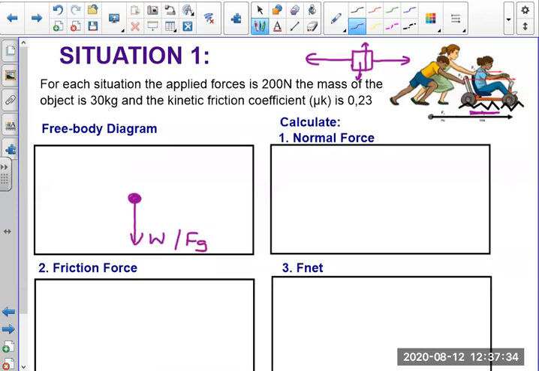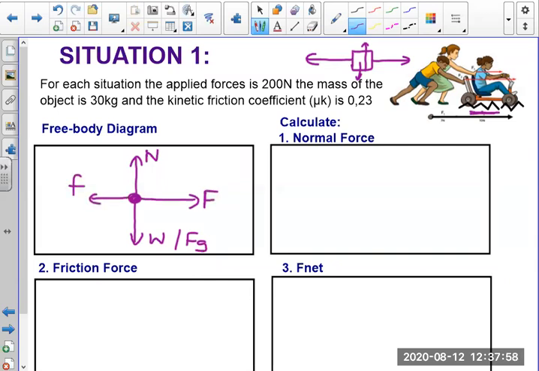The next force is the normal force. Now, the normal force is the force that the surface applies on this object. It's normally or always the same as the weight. Okay, you will see another situation where it's going to change a bit. Then we're going to have applied force, so that's F applied, and then we have a friction force.